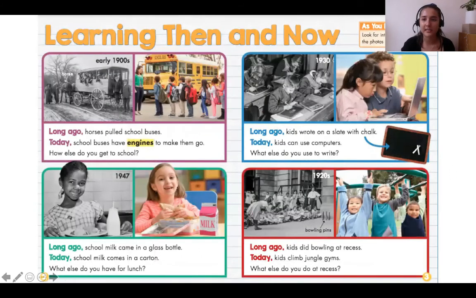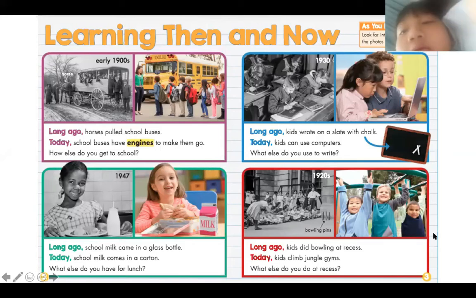Okay, have a look at this, guys. So this is learning then and now. This is the last thing we're going to do today. We're going to compare school long ago and school now. So have a look at the top here. Can you read for me, Hai Phum? Long ago, horses pulled school buses. Today, school buses have engines to make them go. How else do you get to school?